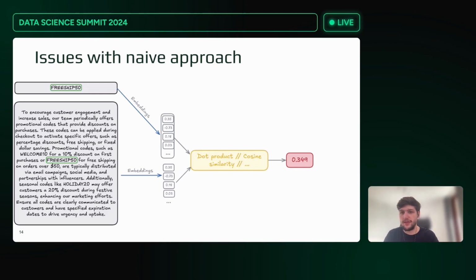And the problem is, if we use this naive approach of just creating embeddings and then comparing them using the dot product, what we find is that this is considered 35% similar.